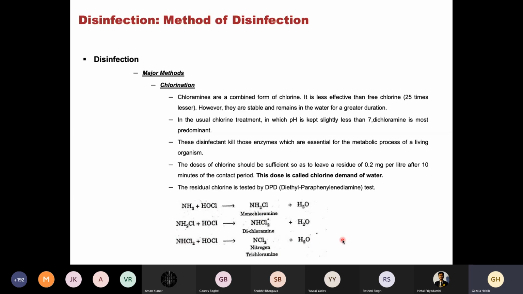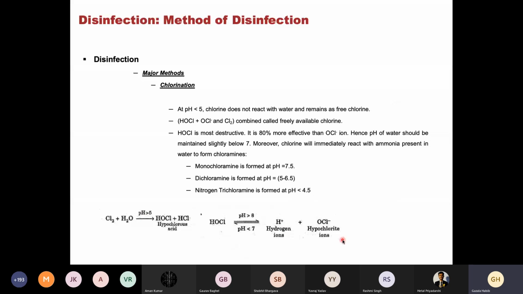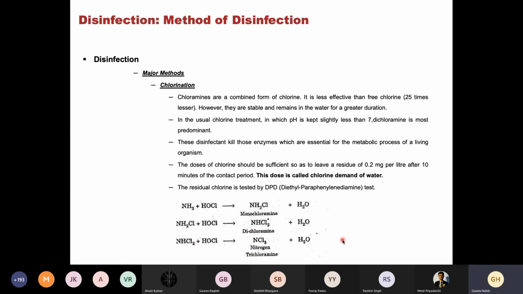In the usual chlorine treatment, in which pH is kept slightly less than 7, so 5 to 7, dichloramine is most common. Okay, I think I have written here dichloramine 5 to 6.5, right? So in this range, which is slightly less than 7, dichloramine is the predominant compound. These disinfectants kill those enzymes which are essential for the metabolic process of the living organism, which I have already explained.